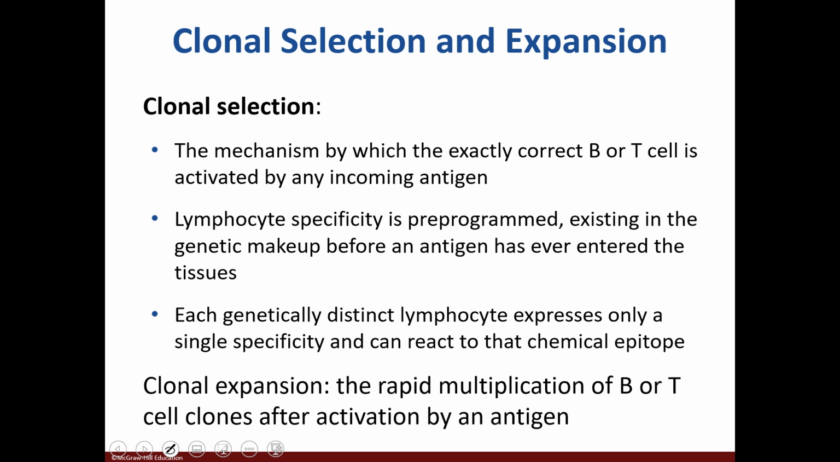Clonal selection involves the activation of the lymphocytes by antigens. Even before the antigen enters the body, the lymphocytes know the one specific antigen that they can react against. Once they're challenged and activated, they undergo clonal expansion, where they make identical copies of lymphocytes.